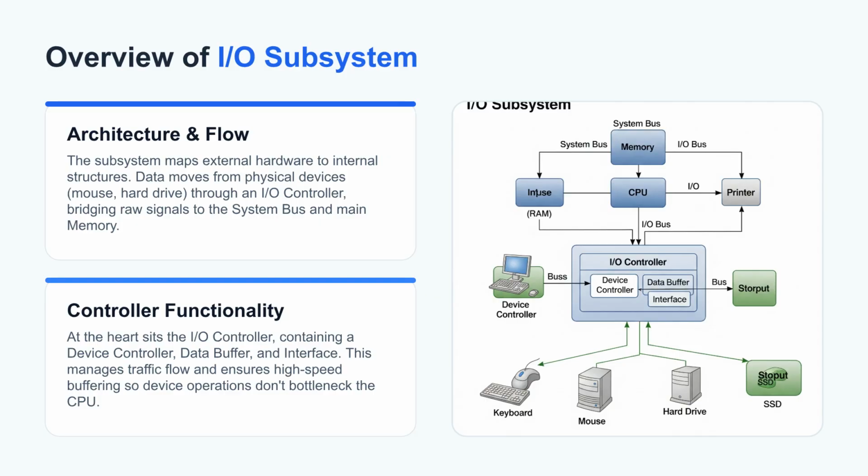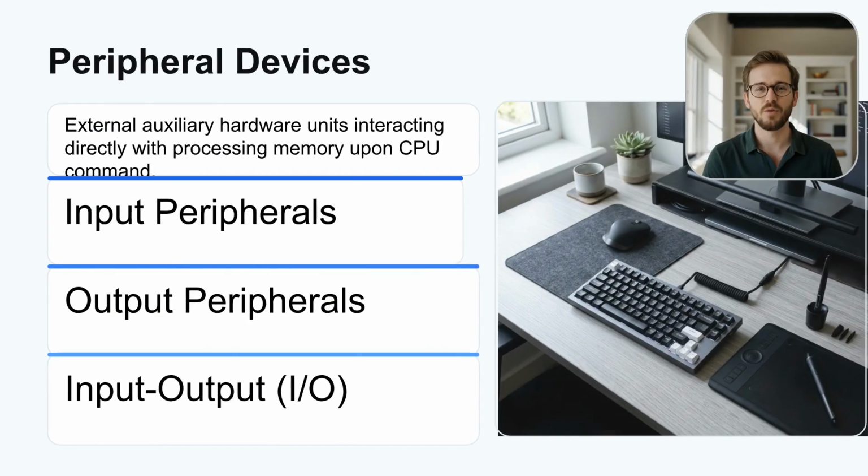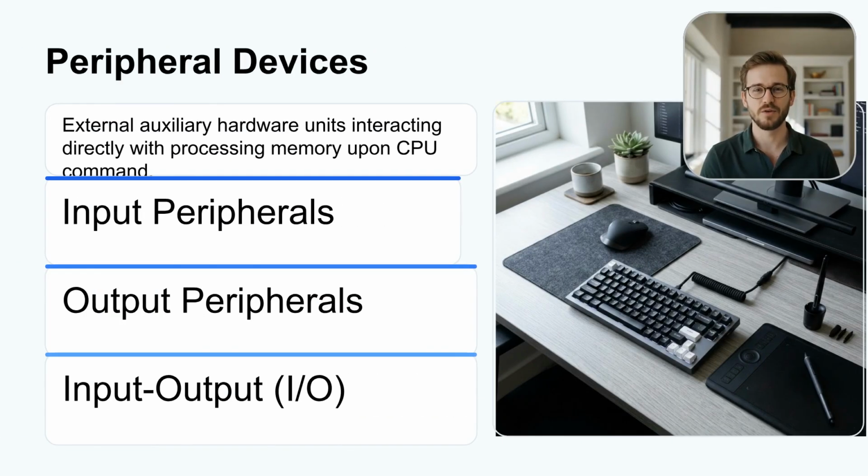Within the I/O controller, 3 key components exist: the device controller logic, a local data buffer, and a system interface. The data buffer acts as a high-speed staging area that holds data packets temporarily. This ensures that byte streams coming from slow devices accumulate safely before being transferred across the high-speed system bus in bursts, preventing system bottlenecks.